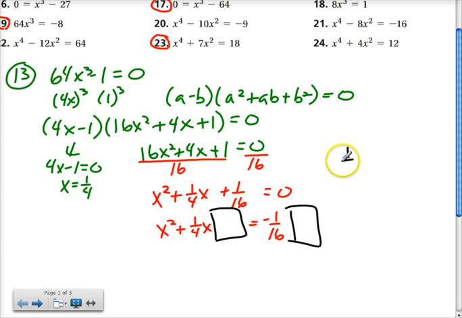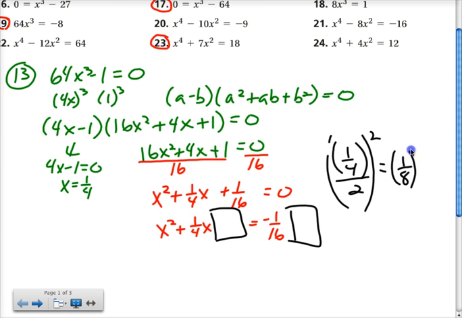So I have to take my 1/4, divide it by 2, and then square it. Well, dividing something by 2 is the same thing as multiplying it by 1/2. So that'll be 1/8 squared, which is 1/64. So I need to add 1/64 to both sides.